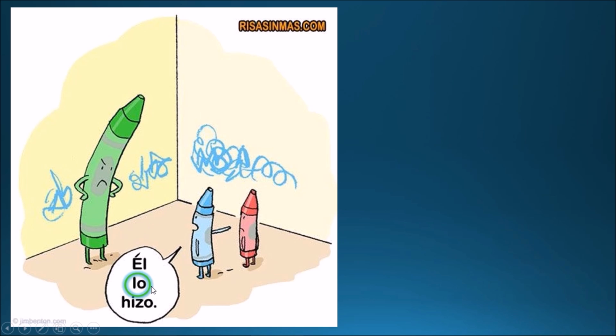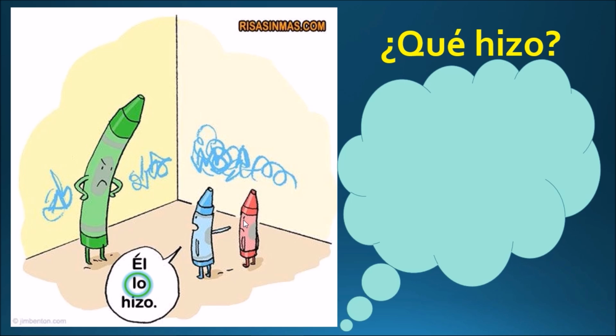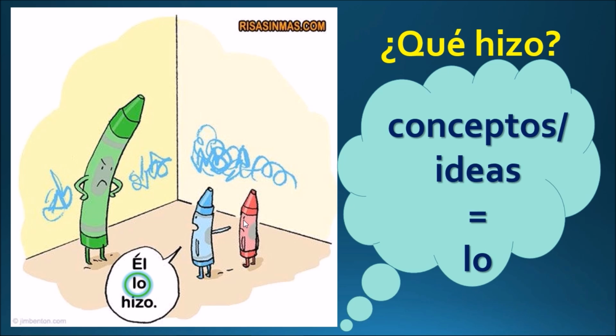Okay. Él lo hizo. He did it. ¿Qué hizo? What did he do? He did it. Now here's something a little different from our other examples, because in our other examples we could kind of think of a concrete noun to replace, but in this case it is something more abstract. Well, it's the idea of drawing on the wall, right? So for concepts and ideas, in English we say it or them, and in Spanish we're going to use lo or los if it's plural. So just like we say he did it, and it can refer to an idea or something like that, in Spanish we'll use lo. He did it. Él lo hizo.